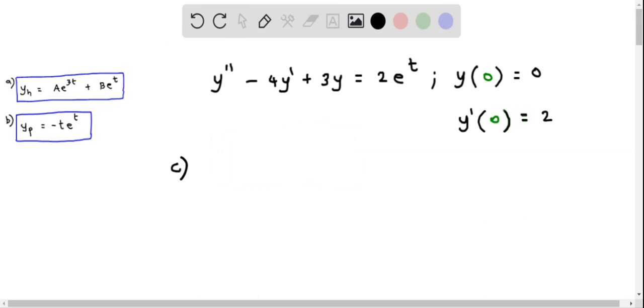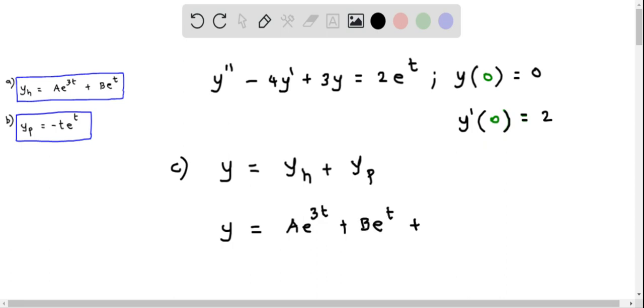In part C, we determine the exact solution of the differential equation. So we write the exact solution y. This equals the homogeneous solution plus the particular solution. And so we write y. This equals, we have determined the homogeneous and the particular solution in parts a and b. So we will utilize that. yh equals a e power 3t plus b e power t plus, we now replace yp, which is negative t e power t.